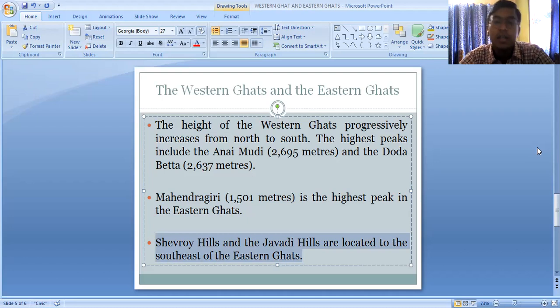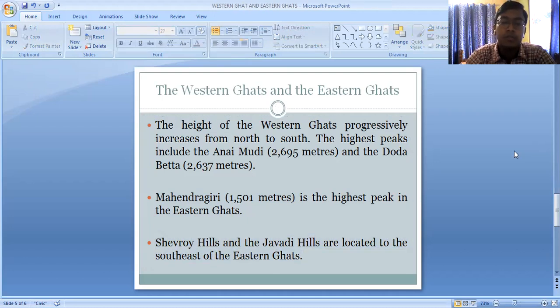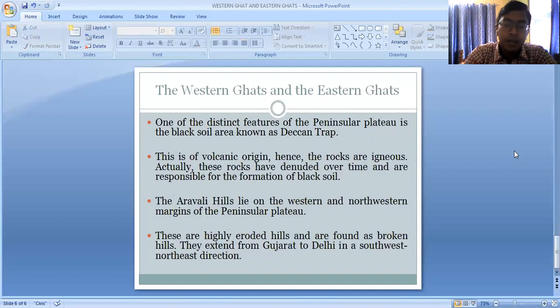the western and the eastern boundary of the Peninsular Plateau region, especially the Deccan Plateau. Okay, but apart from this, there are also some other distinct features of this peninsular plateau region actually.